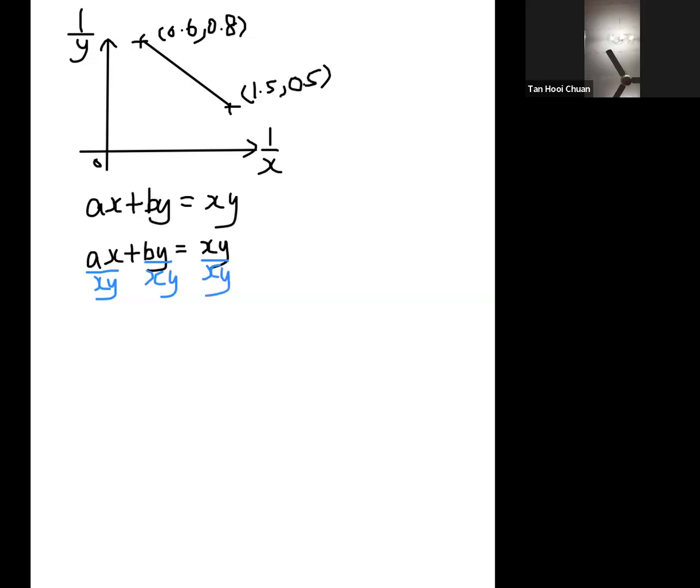So here, a over y, b over x, just 1. Okay, so a over y minus b over x plus 1. So the a you bring down, it becomes divide for both of them.